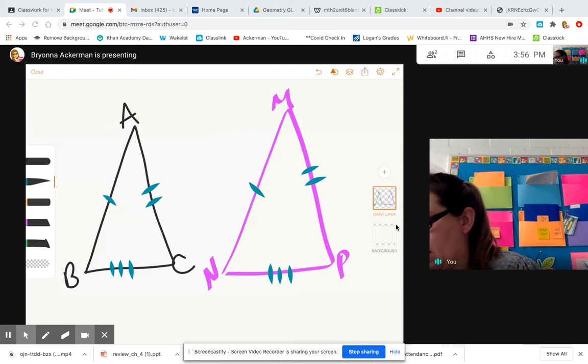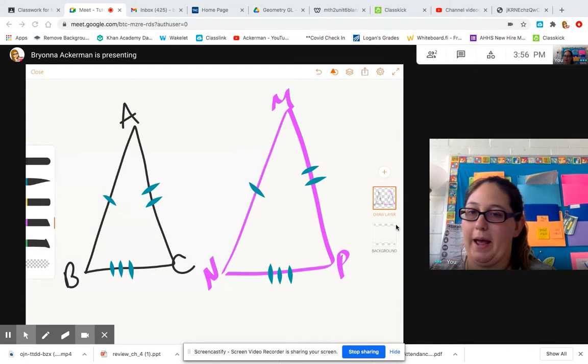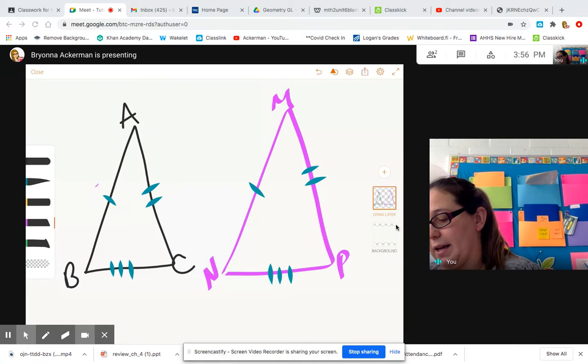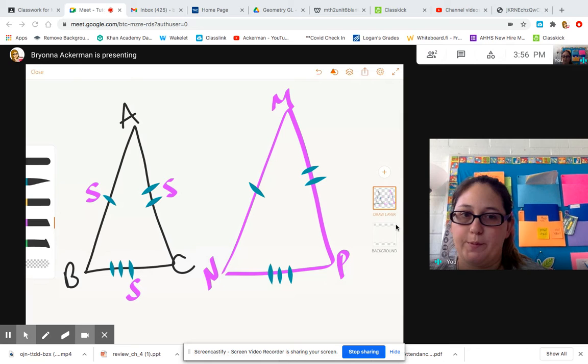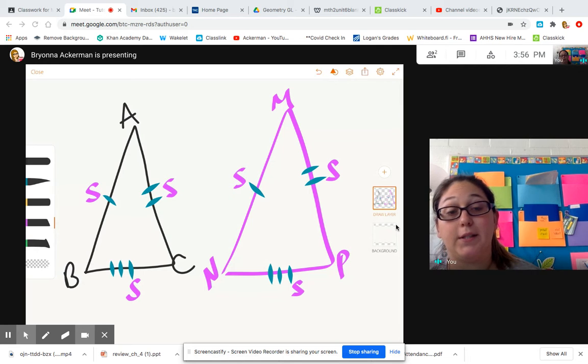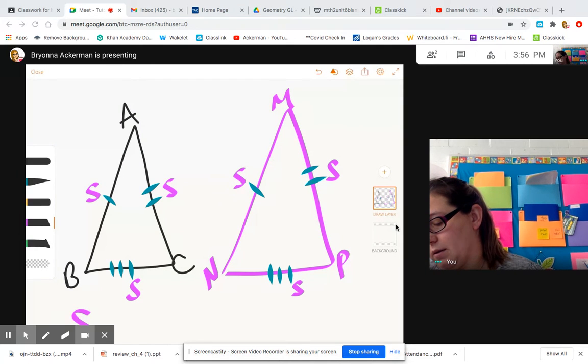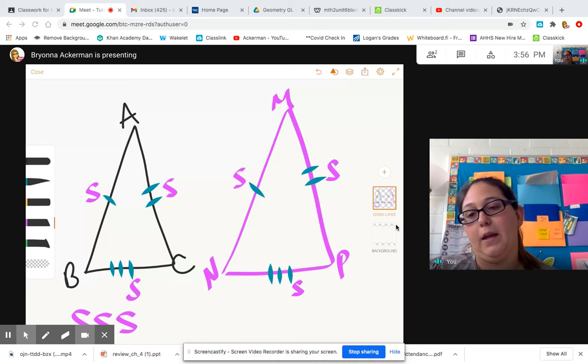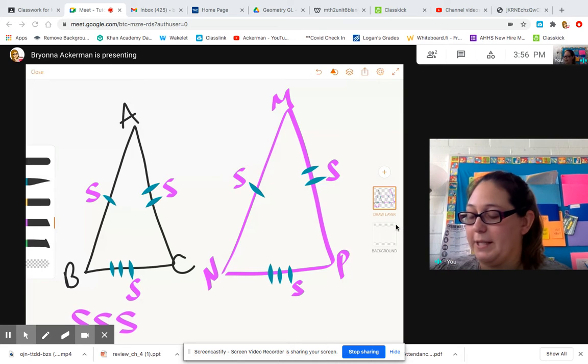Okay, again, it helps to say, what do you have? Well, I know this is a side, I know this is a side, and I know this is a side. No angles were given, they were all sides. And so this is kind of the easier one. And the question is, do the two follow the same rule? And so they do, they follow SSS. Okay, and so because they follow SSS, we can say that yes, these two triangles are congruent.